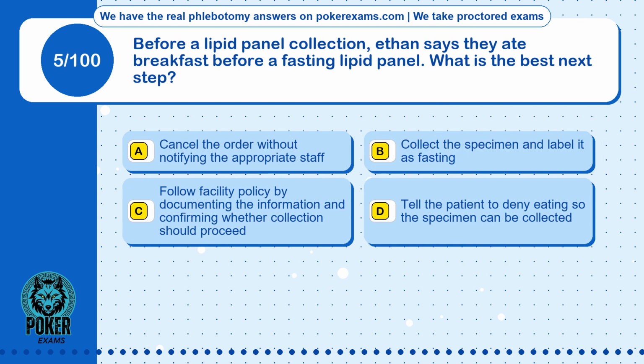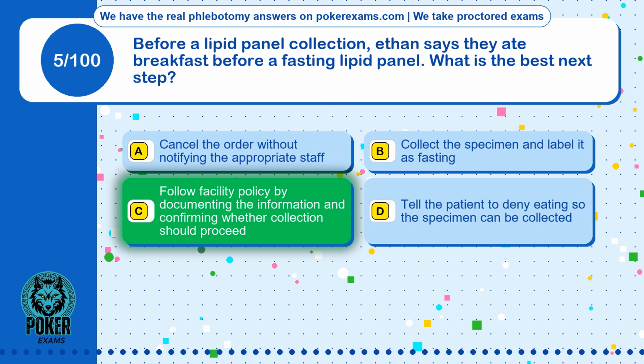Question 5. Before a lipid panel collection, Ethan says they ate breakfast before a fasting lipid panel. What is the best next step? Option A. Cancel the order without notifying the appropriate staff. Option B. Collect the specimen and label it as fasting. Option C. Follow facility policy by documenting the information and confirming whether collection should proceed. Option D. Tell the patient to deny eating so the specimen can be collected.